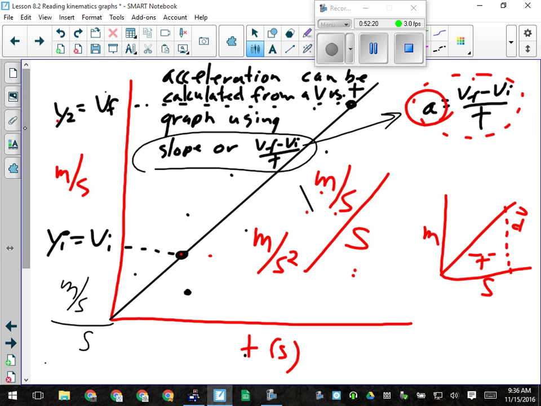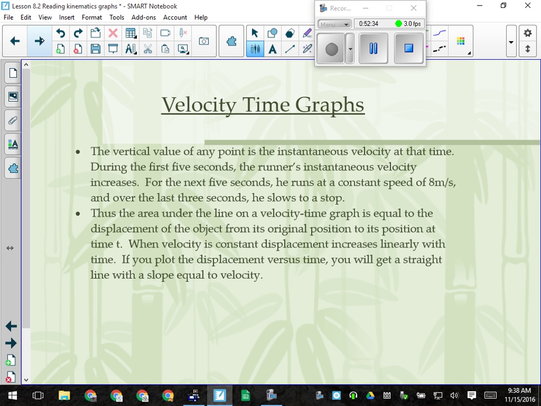Acceleration can be calculated from a velocity versus time graph using the slope, which is the same as using the numbers in this formula. Well, not exactly the same, but using the numbers in this formula. The vertical value of any point on a velocity versus time graph tells us the instantaneous velocity at that time. We can read velocity and time directly off of the graph. We can calculate acceleration through the slope of the line, and we can calculate the displacement of the object using average velocity times time, or the area underneath the line.